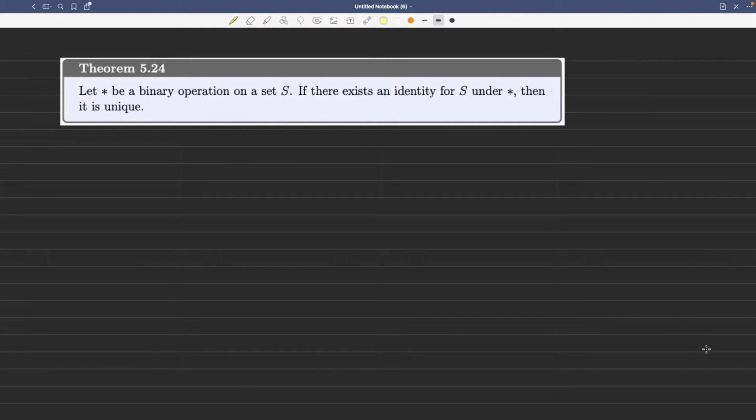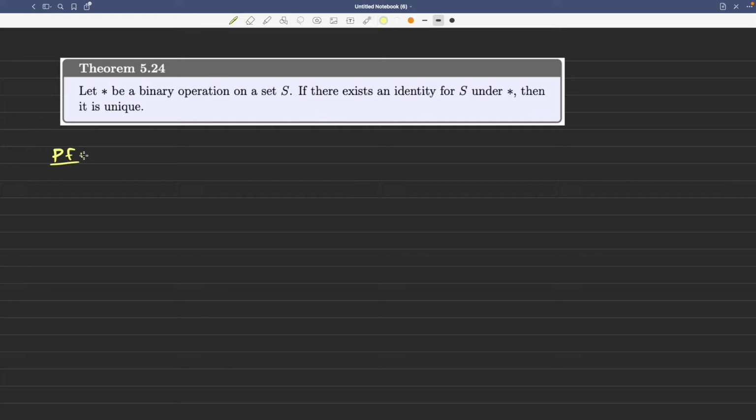This theorem says that whenever you have an identity, there's only one identity. So you can't have two different identities for a binary operation on a set. The result here is that if there is an identity, which there isn't necessarily, but if there is one, then it's unique. So I'd like to prove this theorem. I believe this is the first time we've proven any theorem about uniqueness in this class.